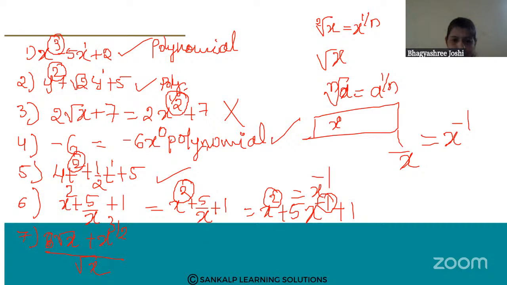Okay. Next. Yes, dear students, children, seventh question. It is 3 into root x plus x raised to 3 by 2 divided by root x. I will give you the time. Okay. First simplify. Simplify and then tell the answer. Don't just say the answer like that. Is it a polynomial or not? I will wait a little.